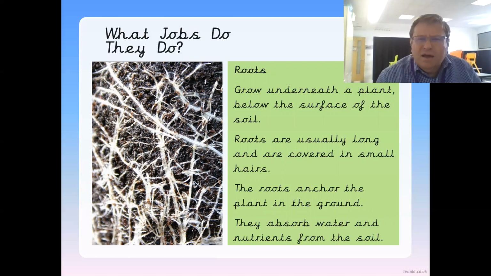The roots are usually covered in small, tiny little hairs, and those hairs help it absorb water and nutrients from the soil, which of course the plant needs to grow and to live. So the roots help pull in water and nutrients from the soil to help the plant stay healthy.